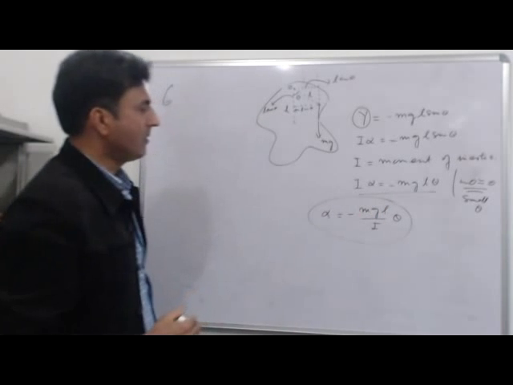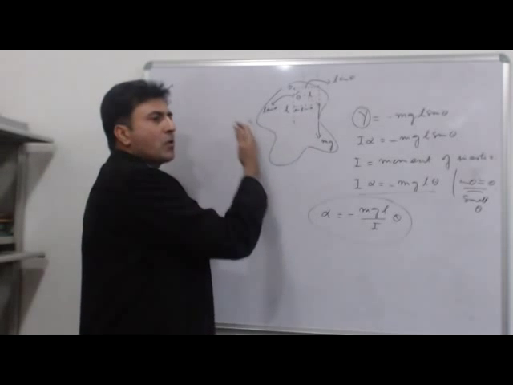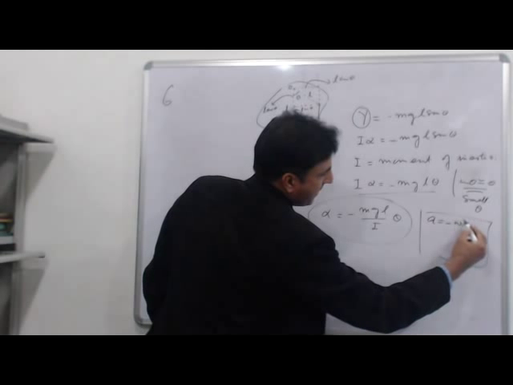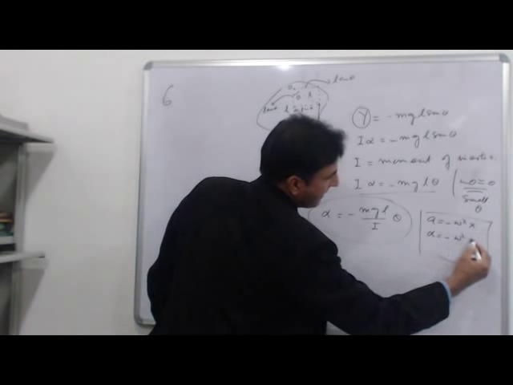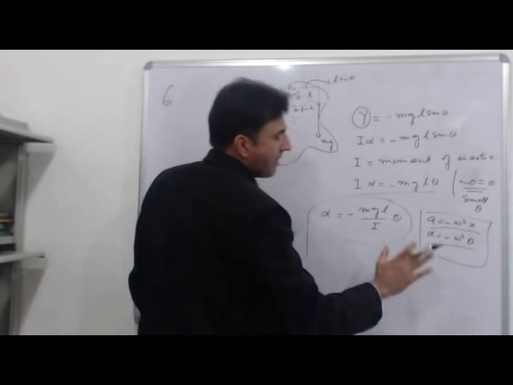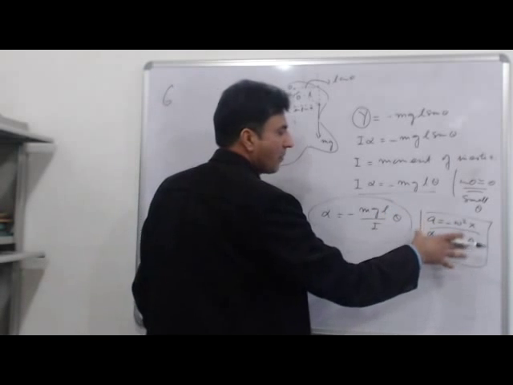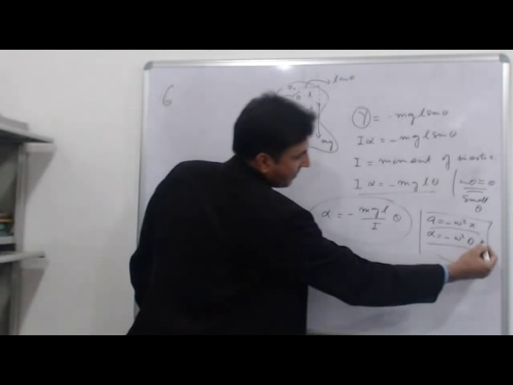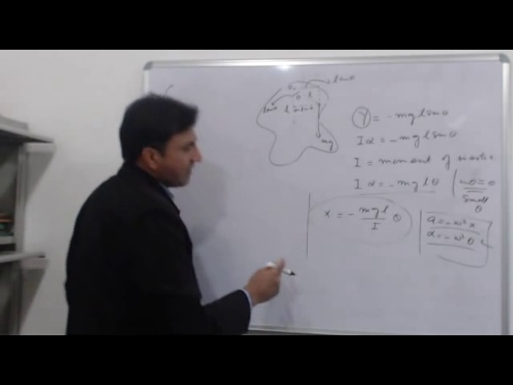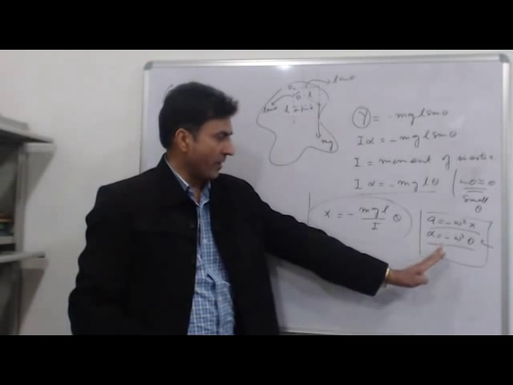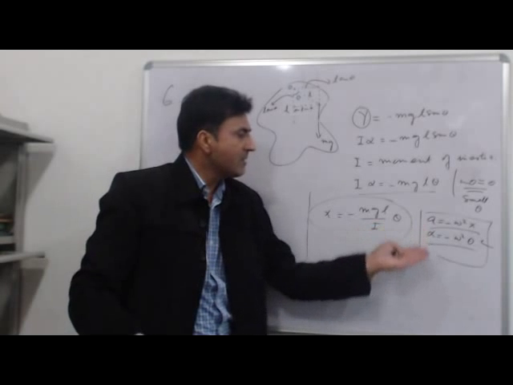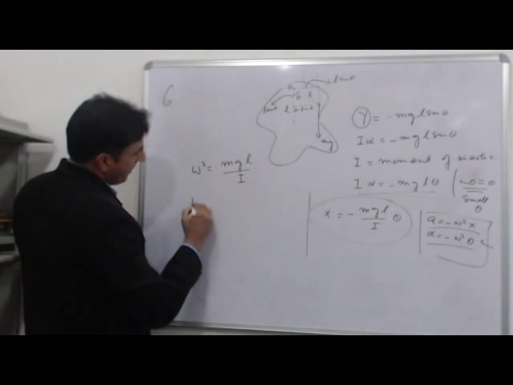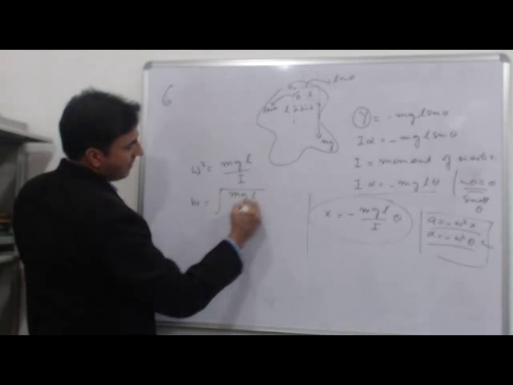If you try to recognize the equation, it tells you that the compound pendulum must oscillate back and forth simple harmonically. Because we have a simple harmonic equation, that is, acceleration should be equal to minus omega square x, or alpha should be equal to minus omega square theta. These two are the standard equations for simple harmonic motion. This equation can easily be compared with either of the two, which means that the compound pendulum will oscillate back and forth simple harmonically, because this equation resembles the simple harmonic motion equation with omega square given by mgL by I, or omega is root of mgL by I.